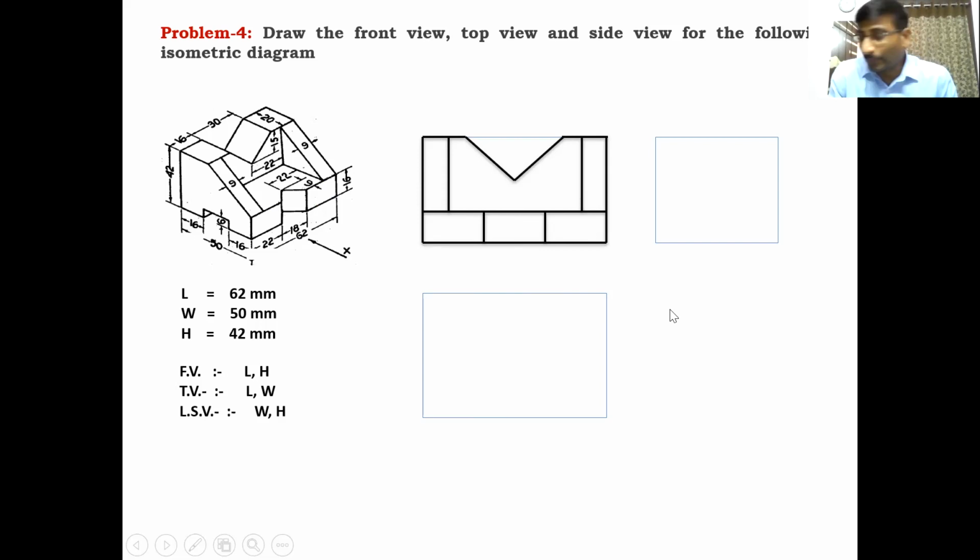Okay, and this is the center one. The center line which is passing through this corner is also visible, the dark line. Okay, these are the front view visible surfaces.